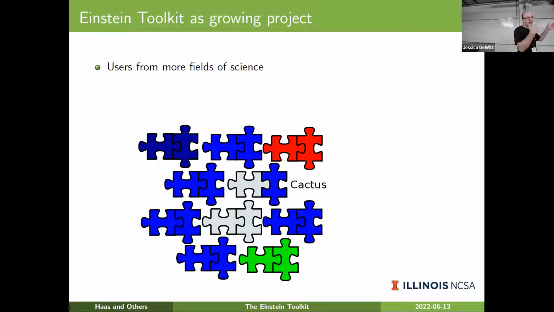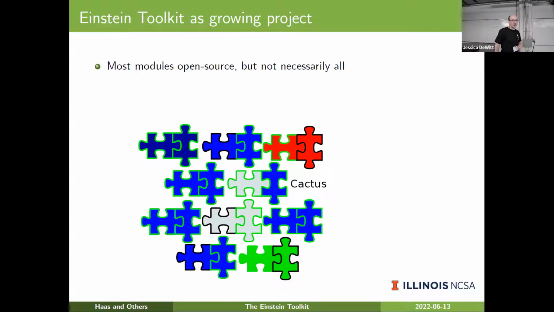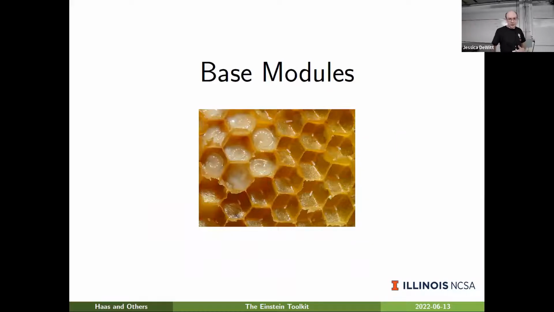Now you get the neutron stars, you get the supernova, you get the boson stars that plug in there, that make use of lots of things that you can still use, even if your physics is actually different. Most modules, again, are open source, but not all of them. And again, this is good. This is by design. This is not a bad thing. We want this. All right, so how do we facilitate this?